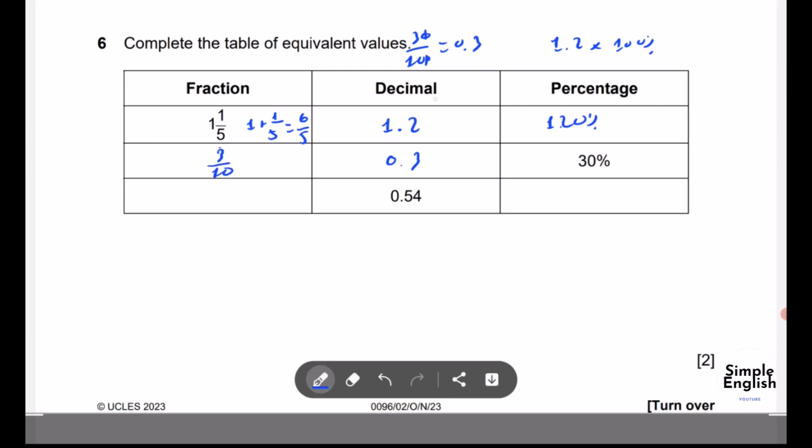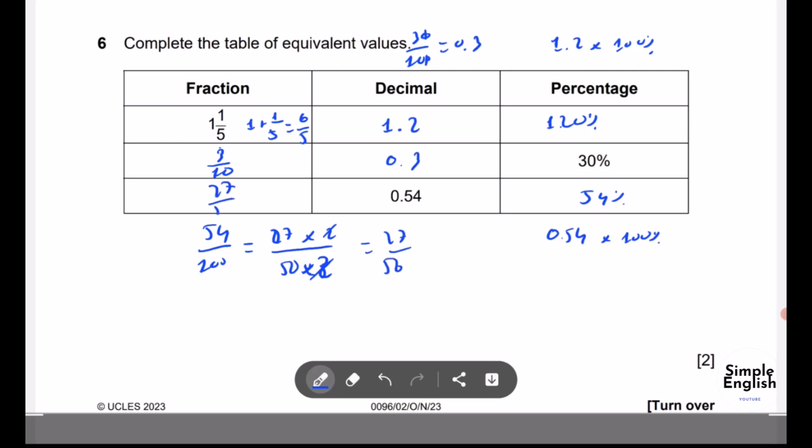The last one, decimal 0.54, percentage 0.54 times 100%, so it will be 54%. How about fraction? Fraction means 54 over 100, so 27 times 2, 50 times 2, remove 2, right? Remove 2. So it will be 27 over 50.